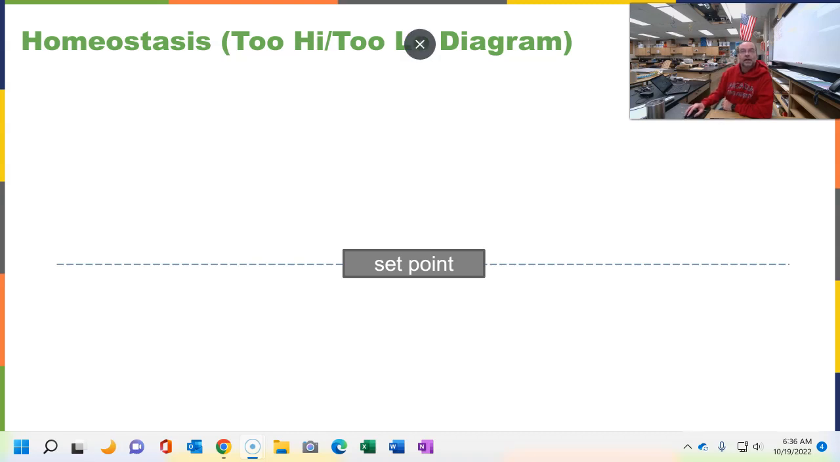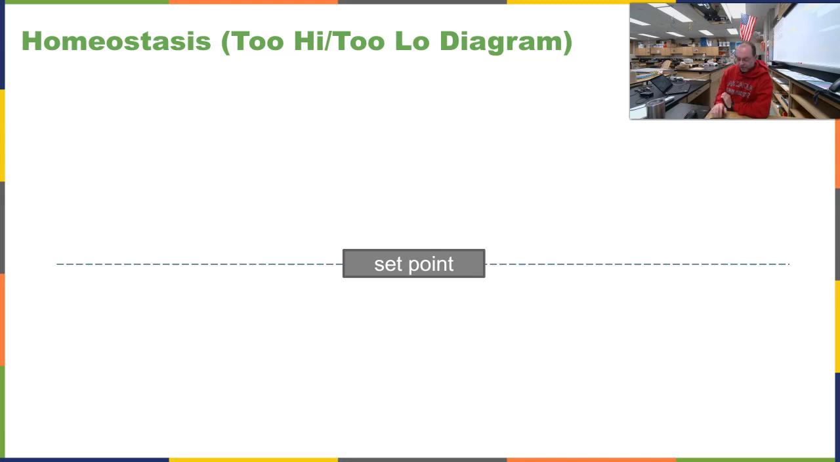Now let's take a look at a high-low diagram. Okay, this is what we call a basic negative feedback loop. So we're going to take what we've learned so far and look at it in a different way. So there's the set point.